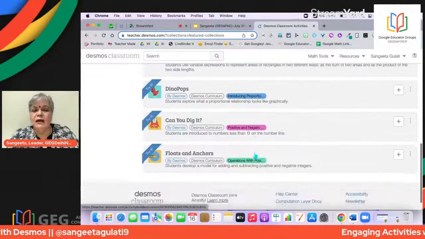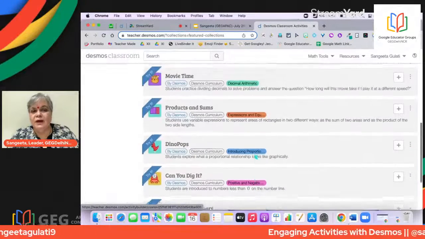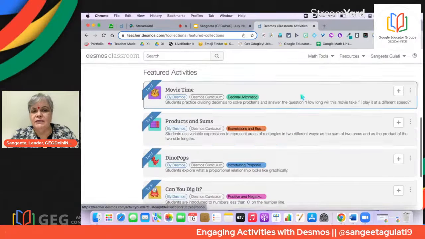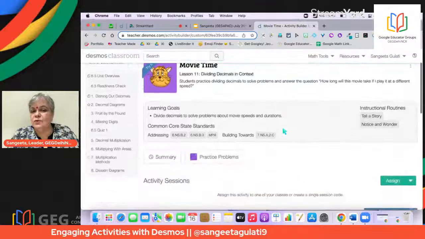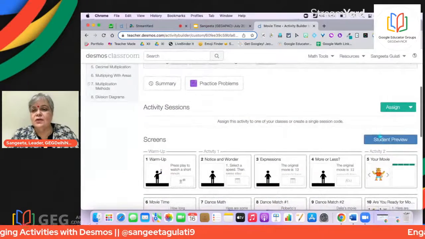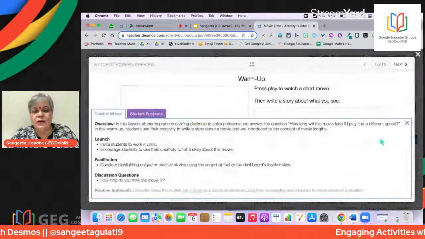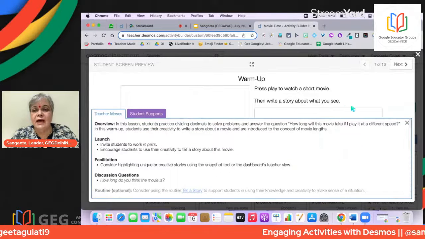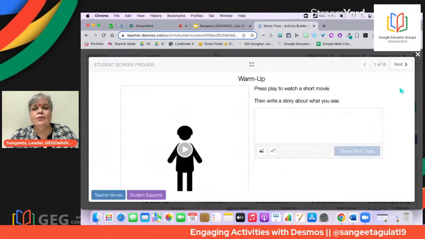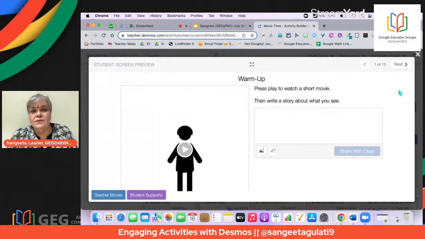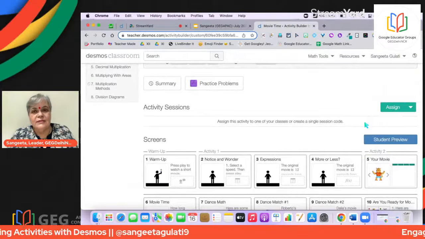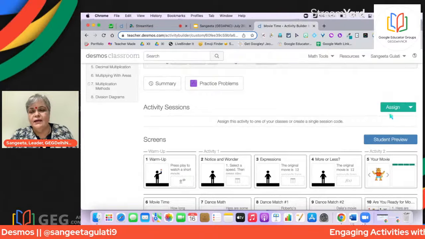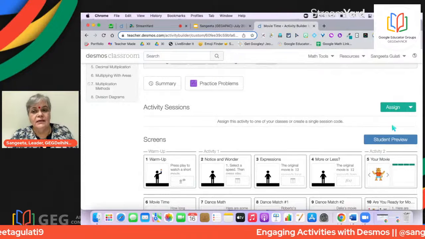Suppose I have come across an activity, let's say movie times, and I want to use it in my class. But first you must check the student preview, check what each slide is about, and only if it is serving the purpose of your lesson, choose to use it. Once you have decided on it and shortlisted that activity, you can assign that task.